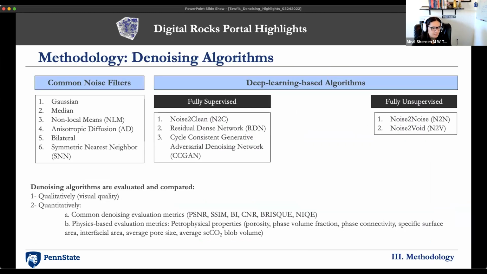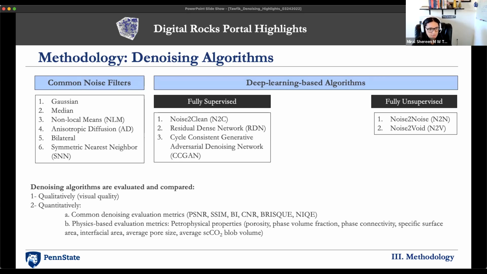Okay. So in this study, we compared 6 of the commonly used noise filters in our literature, including Gaussian, median, and non-local means, as well as deep learning-based denoising algorithms, including 3 fully supervised methods, which use the high-quality data set for one-to-one mapping while training. So we have noise to clean, RDN, and CCGAN, which represent 3 different architectures.